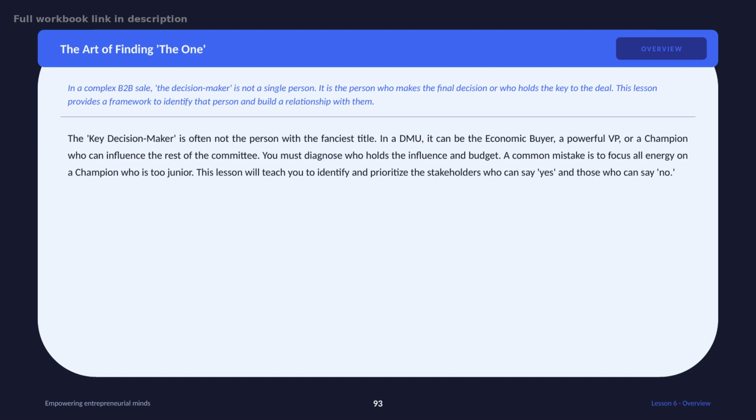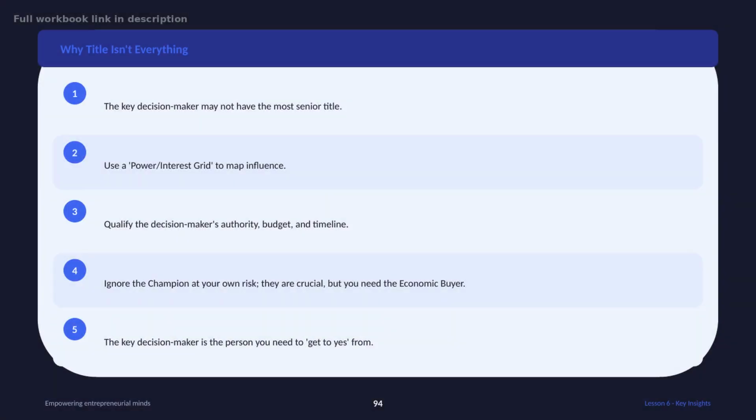A common mistake is pouring all your energy into a champion who's simply too junior to move the deal. This lesson teaches you to tell the difference between the people who can say yes and the people who can only say no. First, the key decision maker may not have the most senior title in the room. Don't assume by rank. Second, a power/interest grid is how you actually map influence instead of guessing at it. Third, qualify that person's real authority, budget, and timeline before you build your strategy around them.